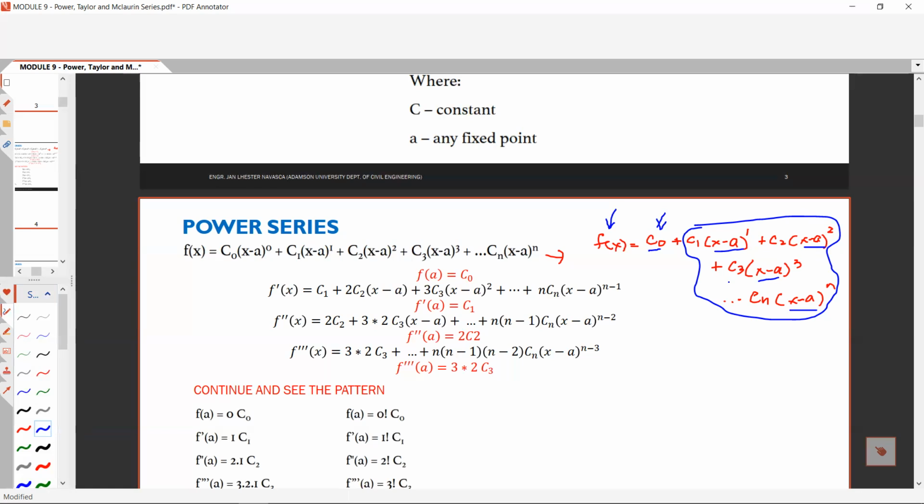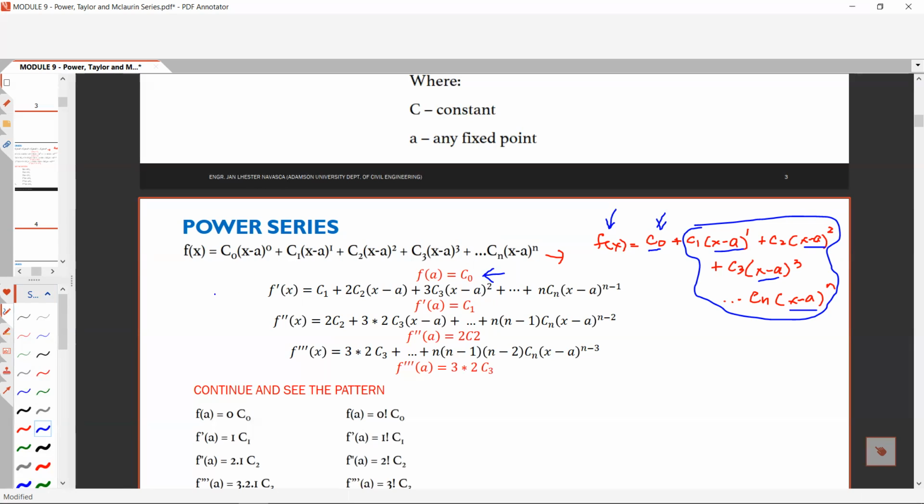Therefore, if we set x equals a, all these terms will be 0 and what we have left is c sub 0. So therefore, f of a is equal to c sub 0. Okay? So ganun lang. So next, how are we going to find c sub 1 naman?